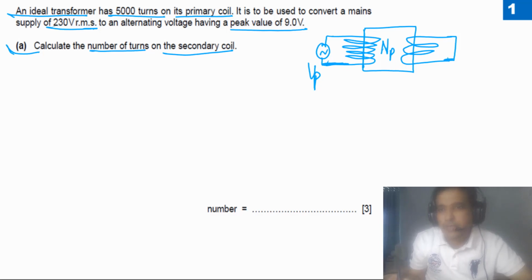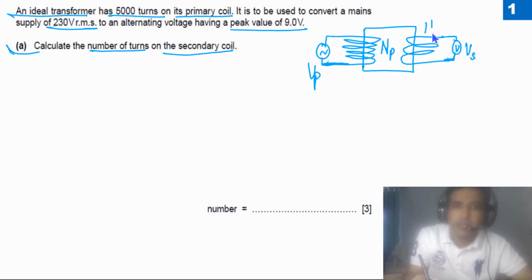We can also connect a voltmeter here. So let's say we connect a voltmeter here, and the reading on this voltmeter we can say is Vs, and the number of turns on the secondary coil is Ns. This is what we need to find out.